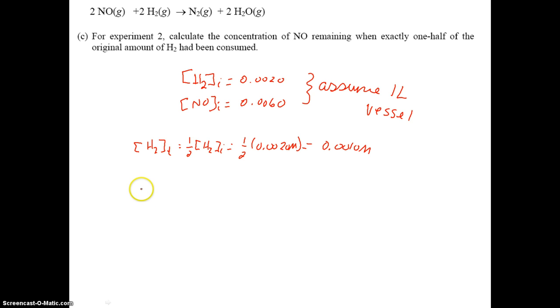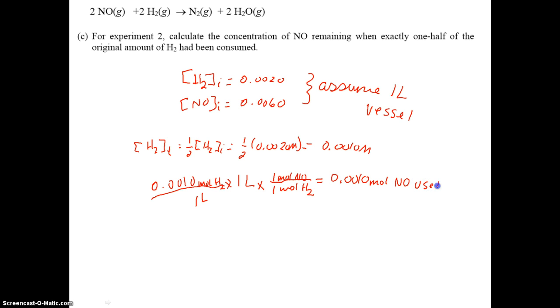If I'm down to 0.001 molar, let's look what must have happened then to my NO. If I have 0.0010 moles of H2 in every 1 liter, and I have 1 liter vessel, and I also know that there is 1 mole of NO consumed every time 1 mole of H2 reacts, then I can see that I'm going to lose 0.0010 moles of NO used as well.